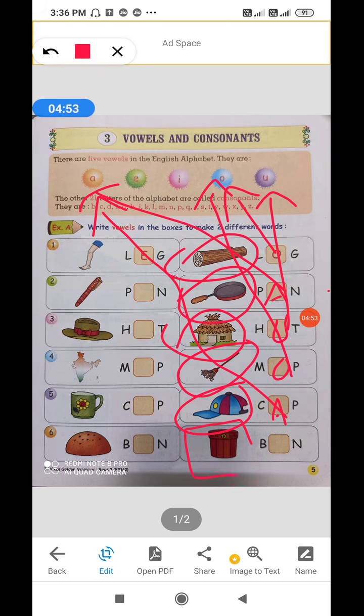What is the last one here? Bin. It's a dustbin. What is the spelling of bin? B-I-N, bin. Again, I is a vowel word.